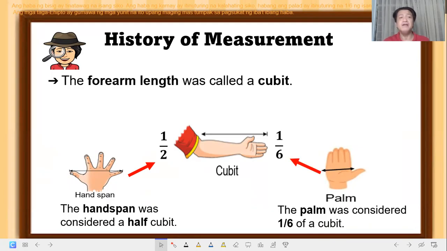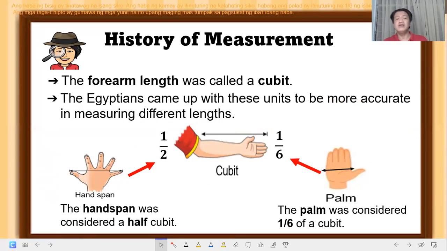Ibig sabihin, ang haba ng bisig po natin ay tinatawag na isang siko. Ang haba ng kamay ay tinatawag na kalahating siko. Ang haba ng palad ay tinuturing ng 1/6. At ang taga-Ehipto noon ay gumawa ng paraan na ito or unit na ito upang mas maging tumpak or accurate sa pagbibigay ng sukat ng iba't ibang uri ng mga haba. Okay, so that is how the Egyptians came up with these units to be more accurate in measuring different lengths.